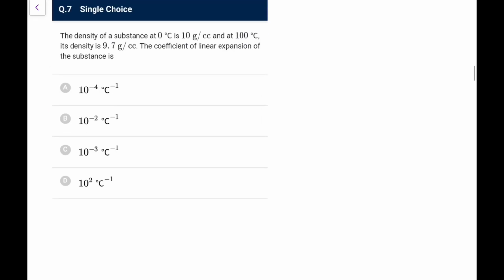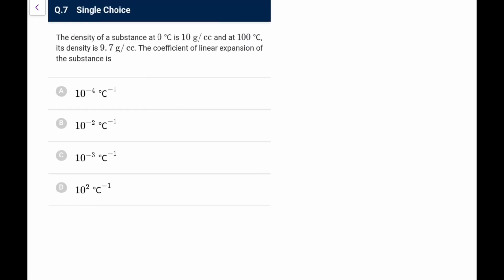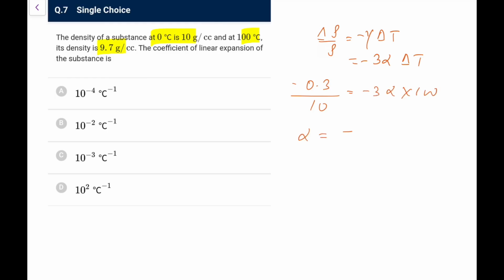Next. The density of a substance at 0 degrees Celsius is 10 gram per centimeter cube, at 100 it is 9.7. The coefficient of linear expansion of the liquid will be? So I can directly say delta rho by rho is equal to minus gamma delta T. You can write it as minus 3 alpha delta T. So delta rho by rho, from 10 to 9.7, that is 0.3 negative by 10, that is minus 3 alpha into delta T, which is 100. So alpha comes out as, this comes out as 0.1, so it is 1 by 100, so 1 upon 100 into 100. The minus will cancel, so it is 10 to the power minus 4 per degree Celsius. So we'll go for option A here.